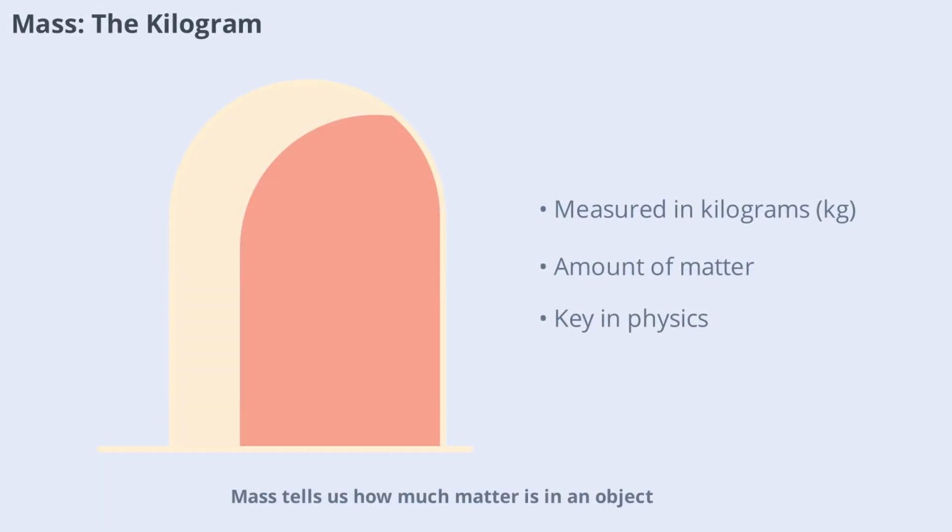Next, we have mass, measured in kilograms. Mass tells us how much matter is in an object. Whether you're weighing a bag of apples or calculating the mass of a planet, the kilogram, symbolized as kg, is your go-to unit. Mass is a cornerstone in physics, affecting everything from gravity to momentum.